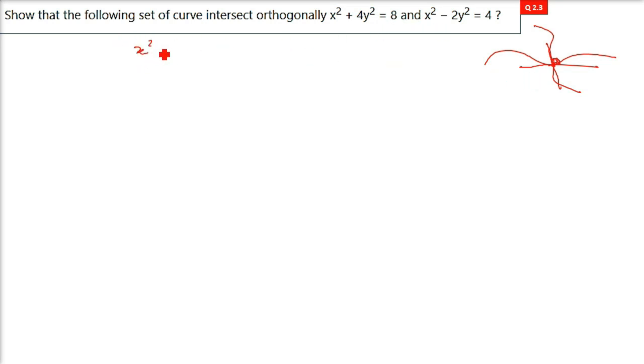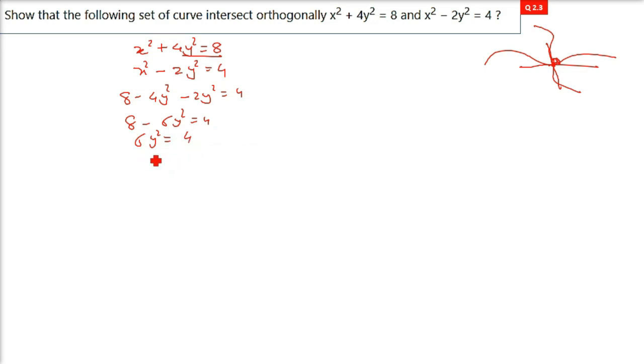That means if these two lines are at 90 degrees, I am taking the first equation, I am taking the second equation, and I am going to solve them in order to get the point. So you can write x square as 8 minus 4y square from the second equation, or in any way, whichever way you want, you can solve it. I'm just taking x square as 8 minus 4y square, putting it in the next equation and trying to solve for y. So what do you see here? y square is 4 by 6, that is 2 by 3. y is plus minus under root 2 by 3.